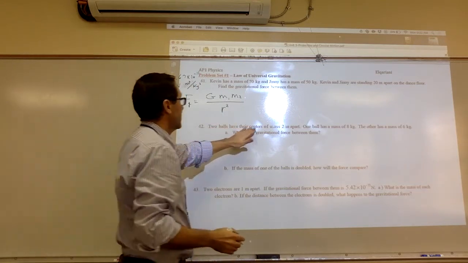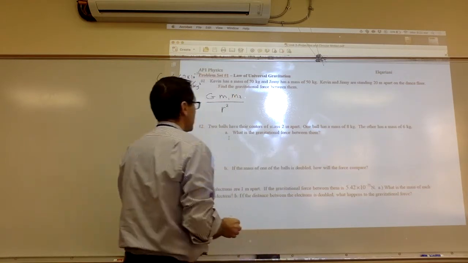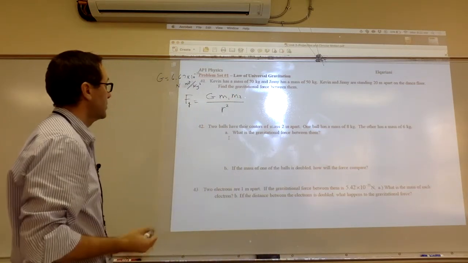Two balls have their centers of mass 2 meters apart. One ball has a mass of 8 kilograms, the other is 6. What is the gravitational force between them? So that's another easy one.